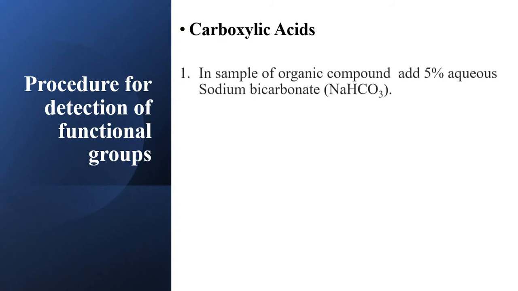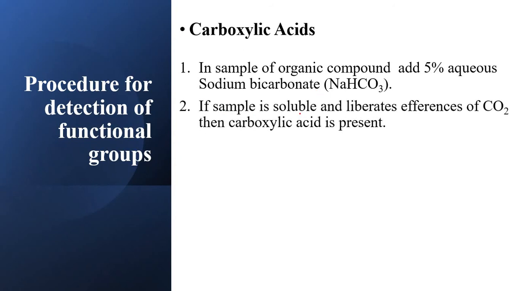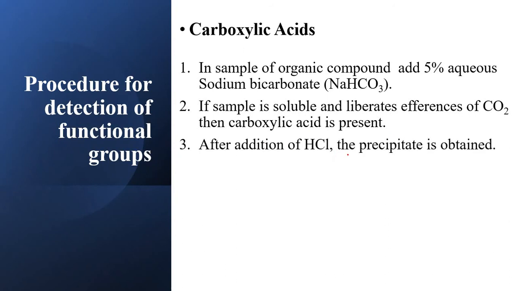Now we'll see the procedure for detection of functional groups for carboxylic acids. If I take a sample of organic compound and add 5% aqueous sodium bicarbonate solution, and the sample is soluble and liberates effervescence of carbon dioxide, then carboxylic acid is present. After addition of HCl, the precipitate is obtained. This step is called regeneration of acid.